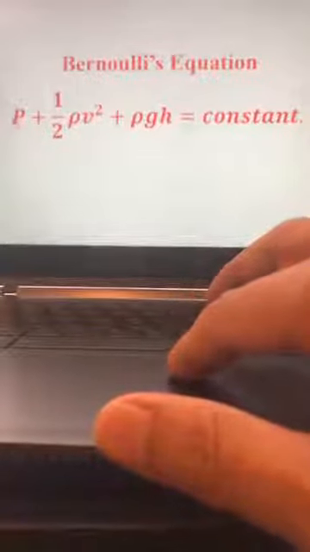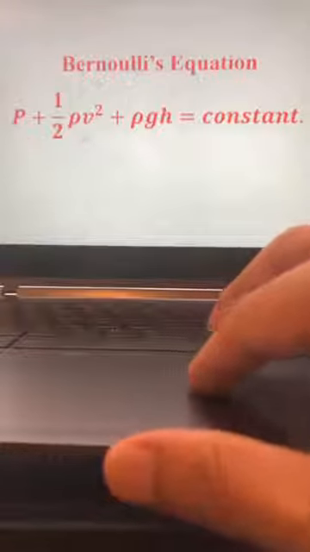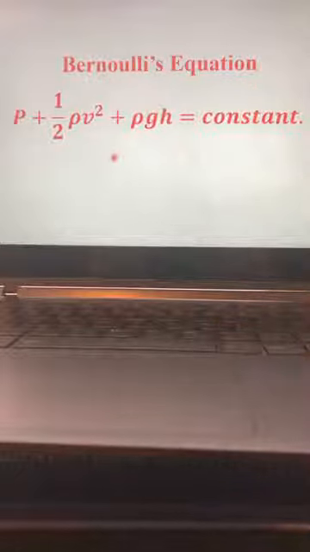So the first term here, P, is pressure. It has a unit of Newton per square meter, Newton meter per meter squared, so Newton per meter squared. And the second term is half rho v squared. That is the kinetic energy per unit volume.